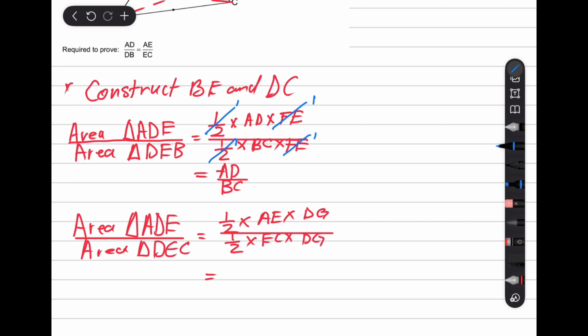This is going to be just like the previous one. We are going to have 1 over 2 divided by 1 over 2, and we're going to get a 1. DG divided by DG, we're going to get a 1 as well. So when we multiply those 1s with AE, you're going to get AE, right? Then when you multiply those ones again with EC, you're going to get EC, right? So now, we are almost done with this.